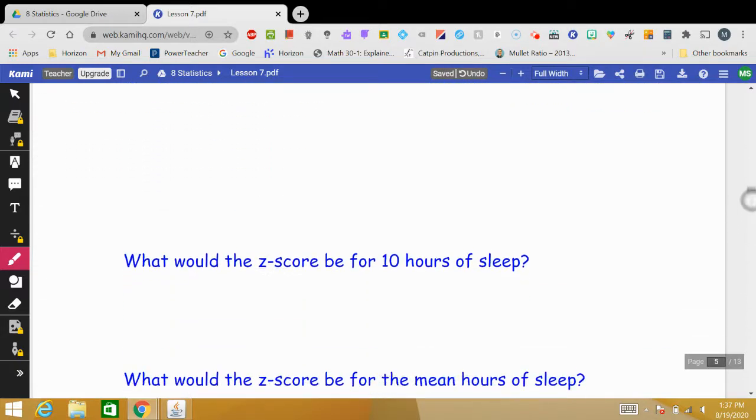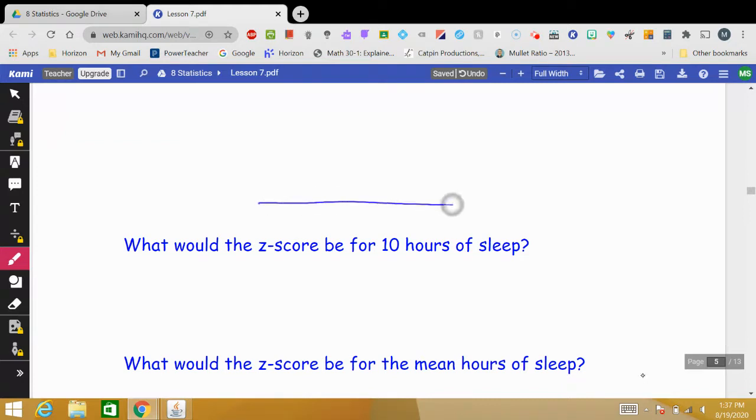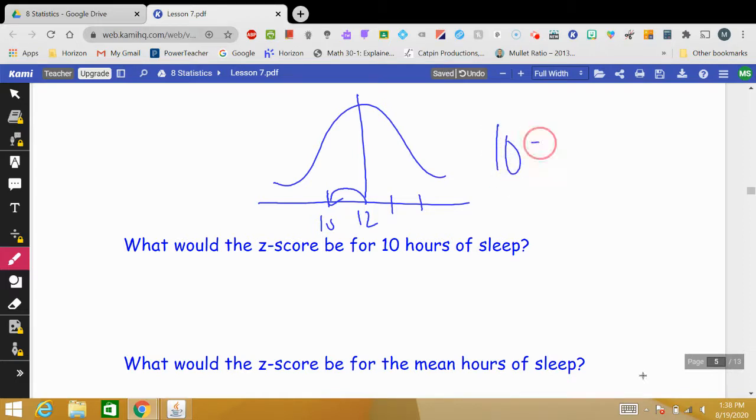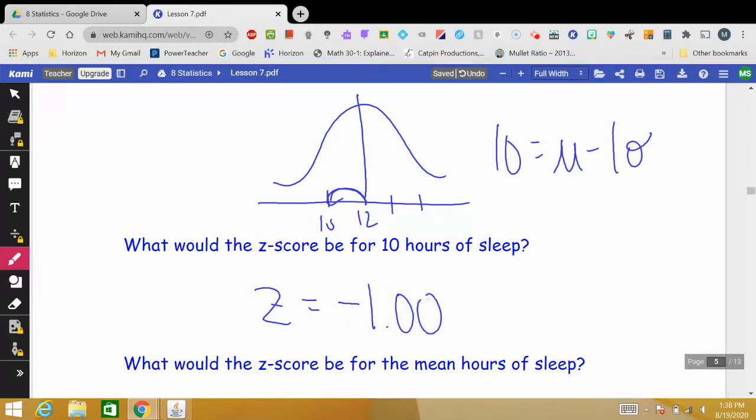So what would it be for 10 hours of sleep? Remember again, 12 was here in the middle, so 10 was right here. So 10 was 1 jump below. For 10 hours, we would say the mean minus 1 standard deviation. Or, since it is 1 jump below, the Z-score is negative 1.00, whereas 16 was 2 jumps above.